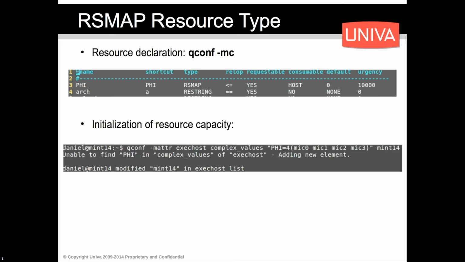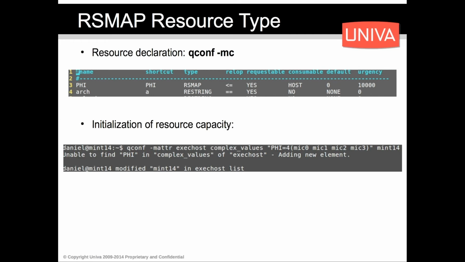Now we need to initialize the resource capacity. Since we have 4 Phis installed on our host, we are adding here in the execution host configuration of the host mint one command line for our 4 resources. It is initialized at the beginning like an int consumable type. Here we set phi equals 4. That means we have 4 instances. And then you can see the braces, which contain a list of strings. Here mic0 to mic3, which denotes the single instances of this phi resource map.